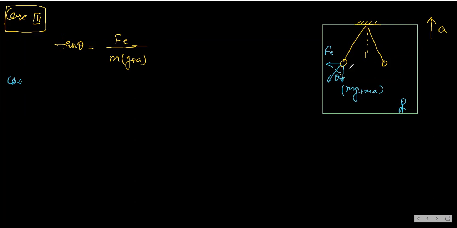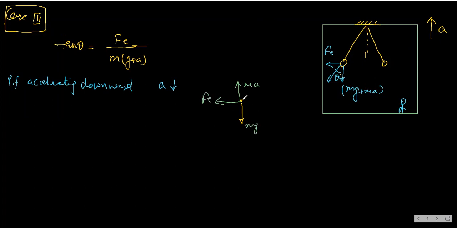Or if the lift is coming down, accelerating downward with certain acceleration a, in that case, I'm just drawing one diagram here. The pseudo force is going to act in the upward direction, so there is going to be pseudo force ma. Electrostatic force will remain there, that is not a problem. Mg should be downward, and of course here we have the tension. So this is going to be theta. So in this case, my dear kids, tan of theta should be given as electrostatic force Fe upon m times of g minus a. Provided, very important, provided a has to be lesser than g.